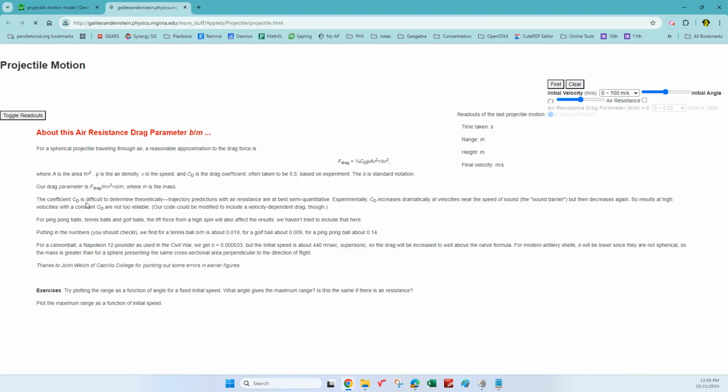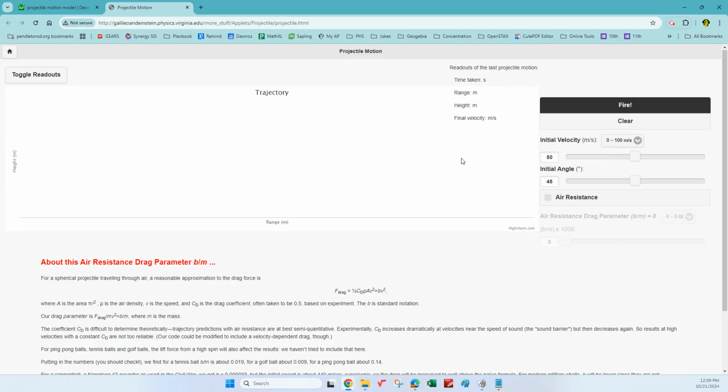So let's look at a prediction with air resistance. Okay, let's take something like an initial velocity of, how about 100 meters per second and a launch angle of 45 degrees. And let's see what that would predict for our downrange.